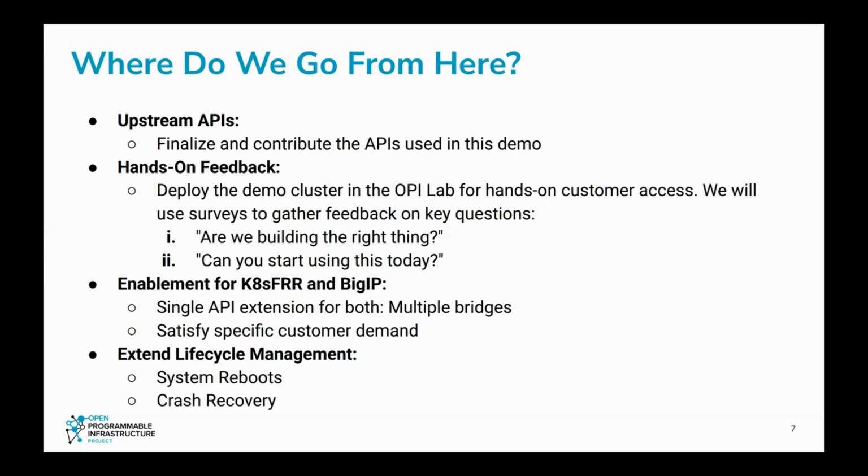Next one is getting hands-on experience. Today, what we've shown you is actually a pretty powerful MVP, and we really need those customers. So the intent is to move that environment into the OPI lab and get it into the hands of customers and get feedback by asking them through surveys. Are we building the right thing? Can you start using this today? And if not, what is really missing still?